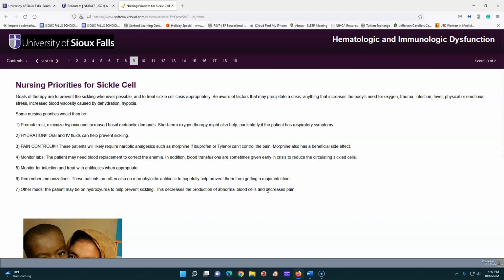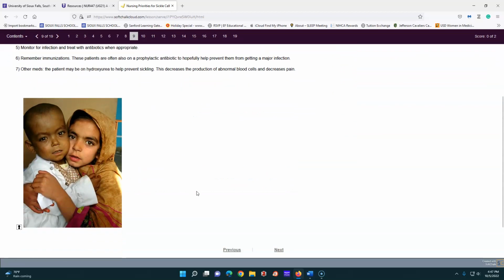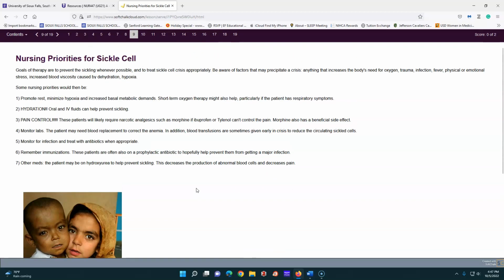Immunize and try to prevent them from getting sick and stressed. And then in rare cases, we can do meds such as hydroxyurea, but not usually. It's a tool, but it's not commonly used.